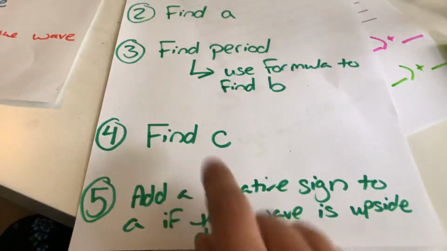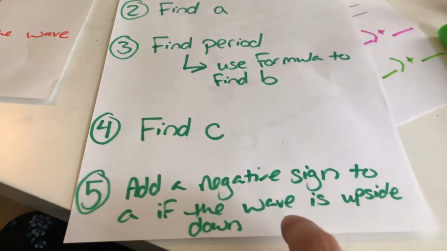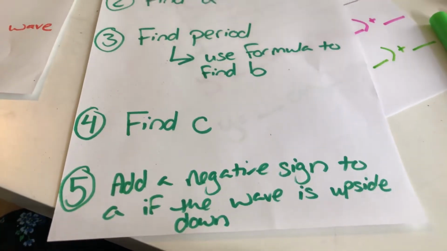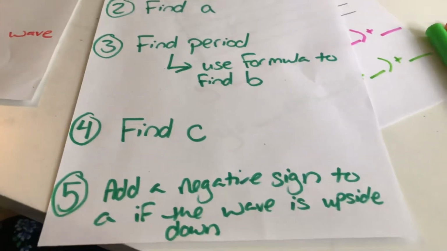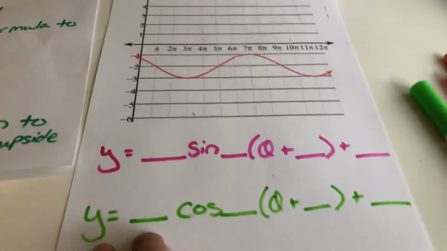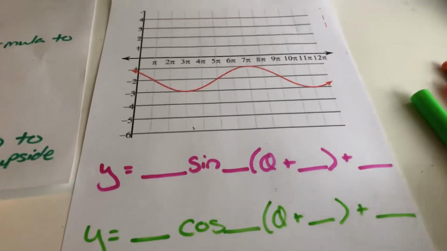But anyway, after I find C, I'll look at my wave that I've picked out and I'll add a negative sign to the A value if the wave is upside down. So let's get started. Let's take a look at this wave here. Remember step 1, I said I would find D.